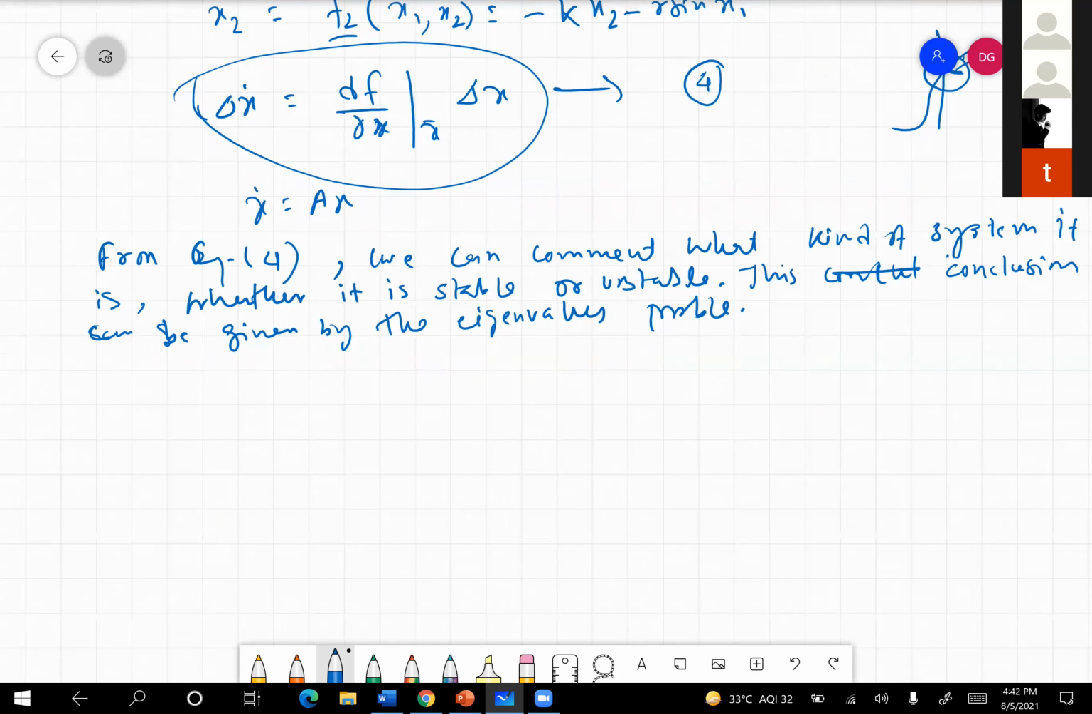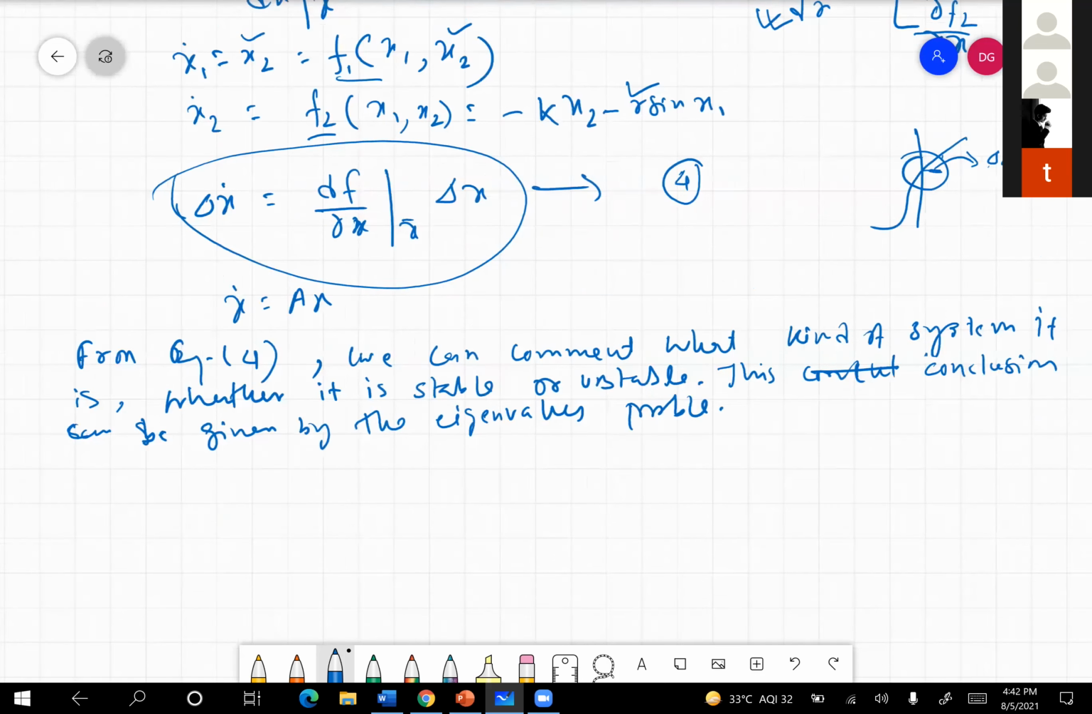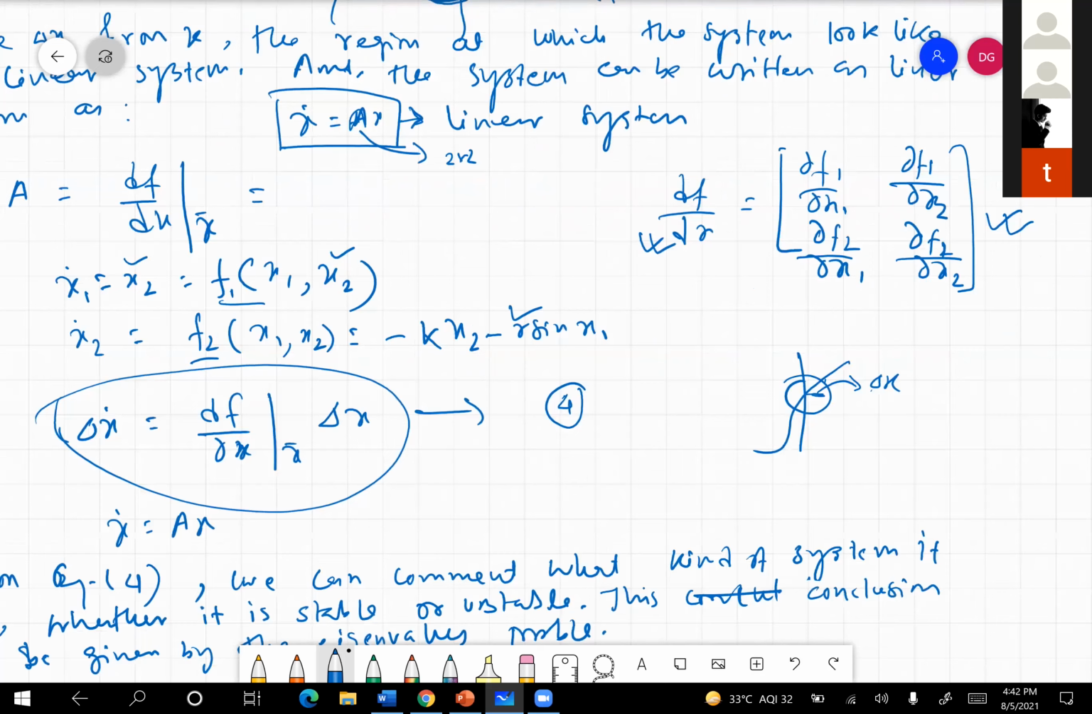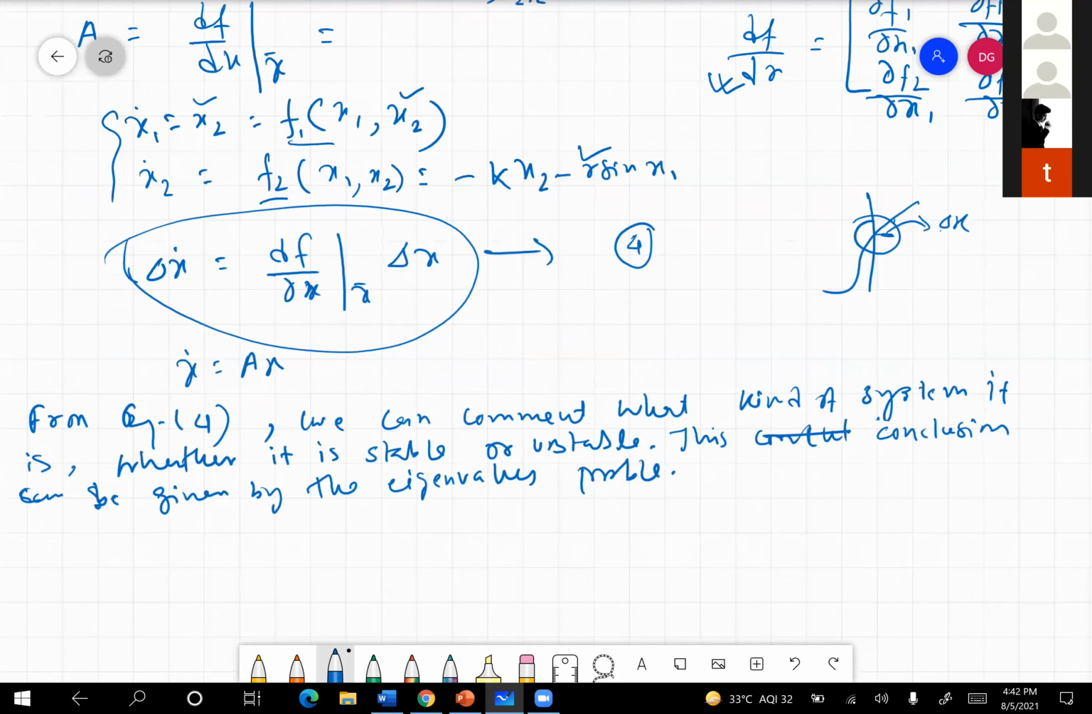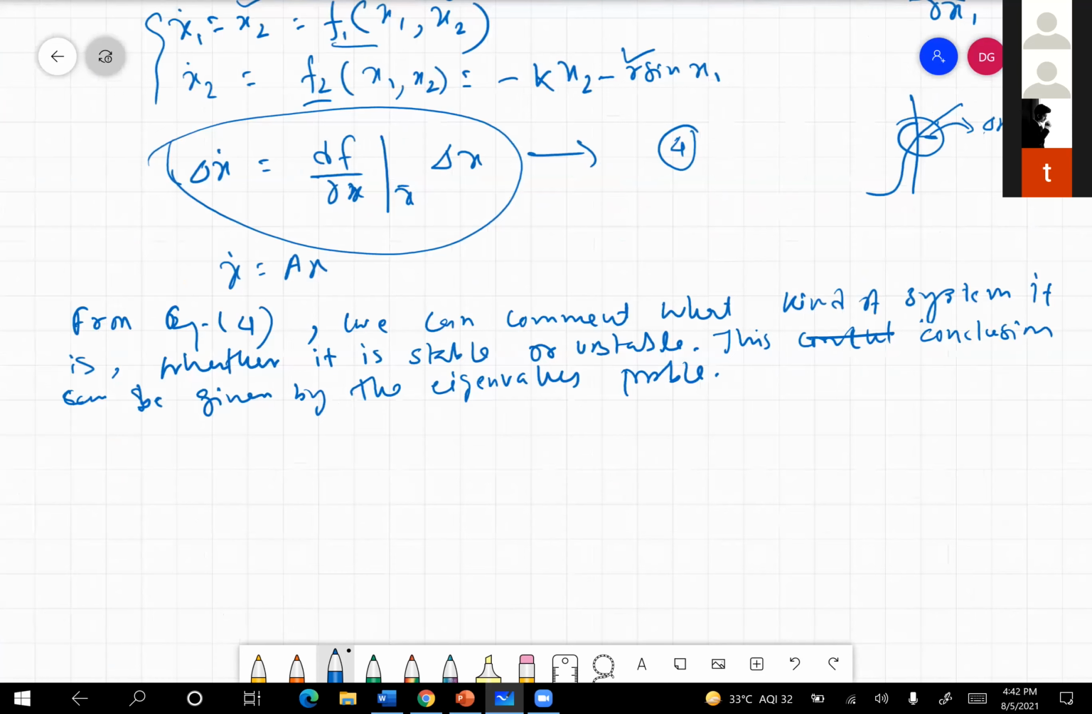So if I apply this equation for this system, you have the matrix with rows 0, 1 and minus r cos x1, minus k. Try it by yourself. Now we'll consider the first equilibrium point.